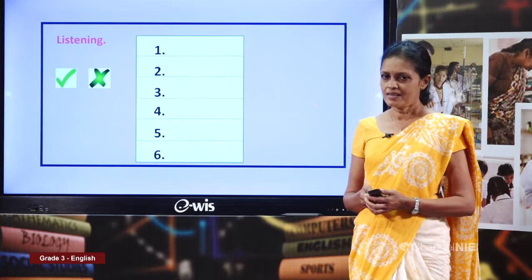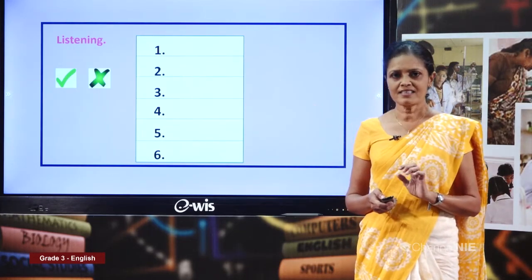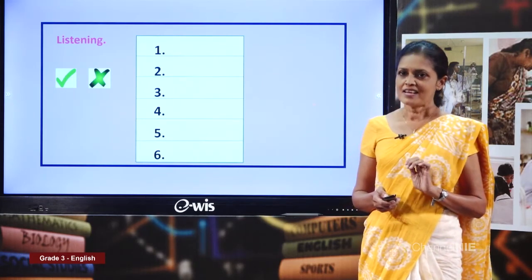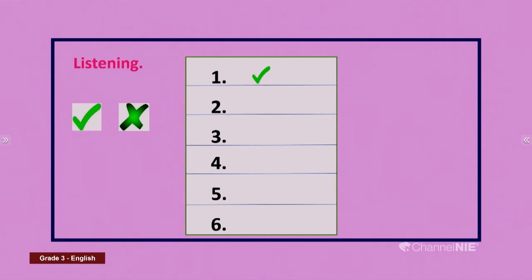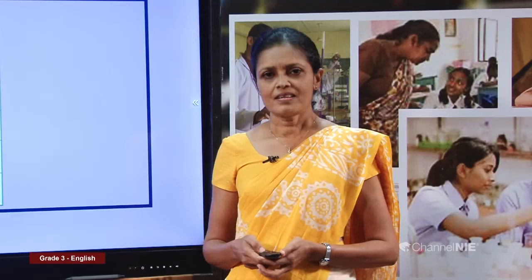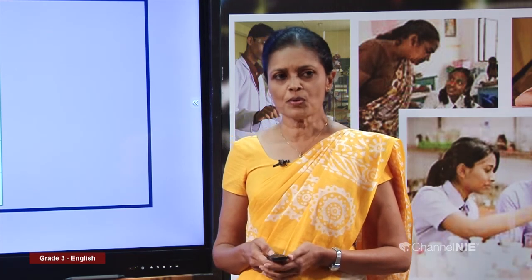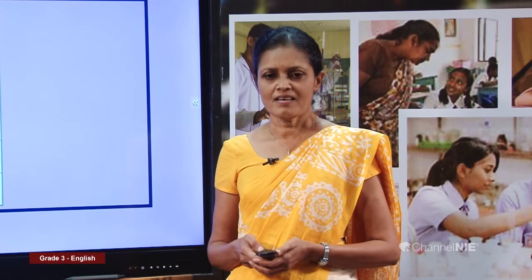We'll do one example. The first word, number 1, cat. Does that word begin with k sound? Yes. Then we put a tick there. Right. Number 2. Are you ready? Yes. Number 2. Album. Number 3. Cup. Number 4, camera. Number 5, beetle. Number 6, computer.